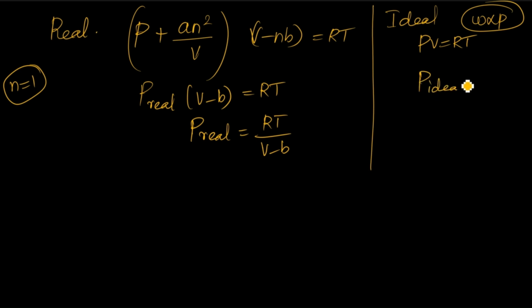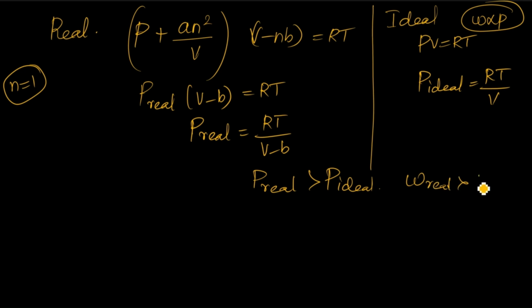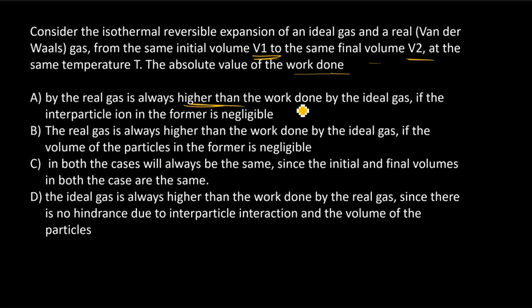Here P ideal equal to RT by V. So tell me which, P real or P ideal, will have more value. So obviously P real, because see the change in the denominator. Okay, so P real is more than P ideal. So which makes the work done by real also greater than ideal. So the work done by the real gas is always higher than the work done by the ideal gas. That is right. Then the real gas is always higher in work done than the ideal gas if the volume of the particles in the former is negligible.